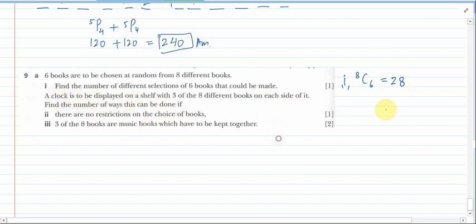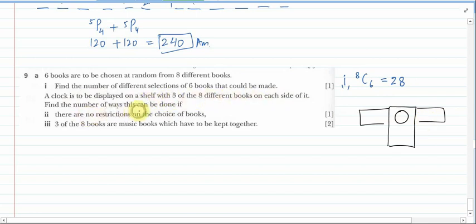Let's suppose I am drawing it roughly. So you can say that you have a shelf, right? And on that shelf we have a clock here, right? A clock is displayed on a shelf with 3 of the 8 different books on each side of it. So there are 2 sides, this one and this one, right? On each side of it there are 3 of the 8 different books.